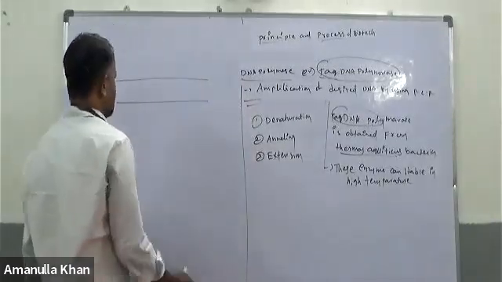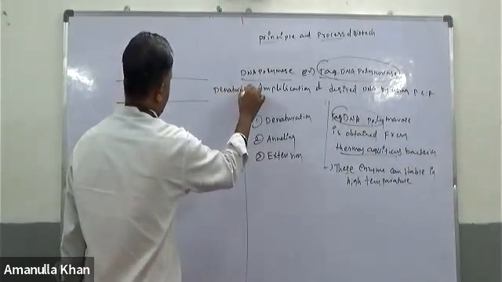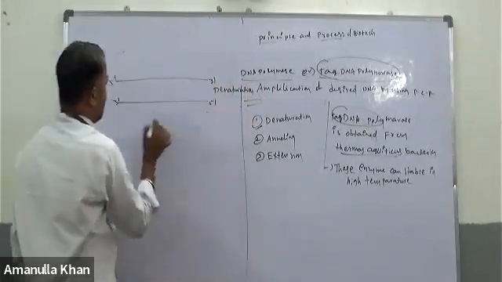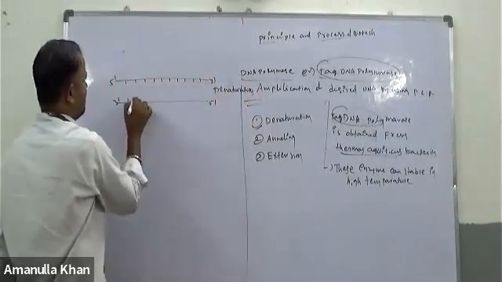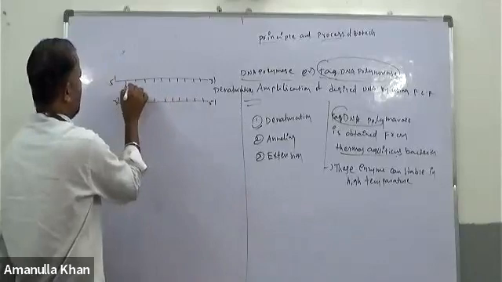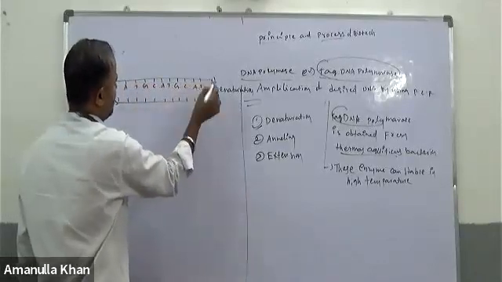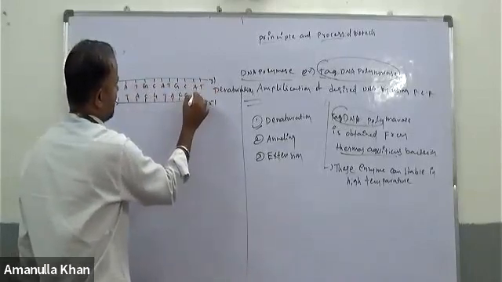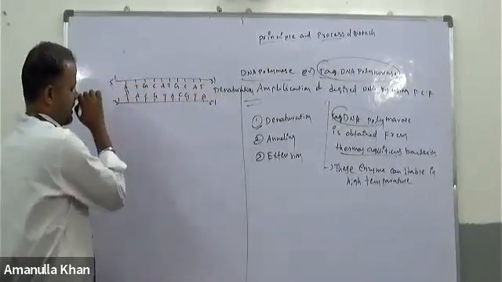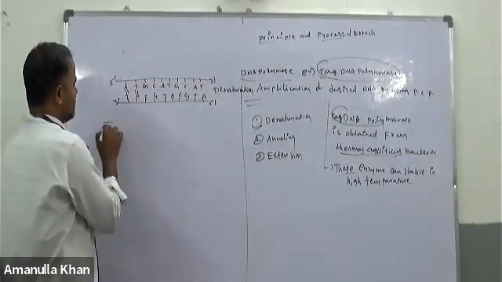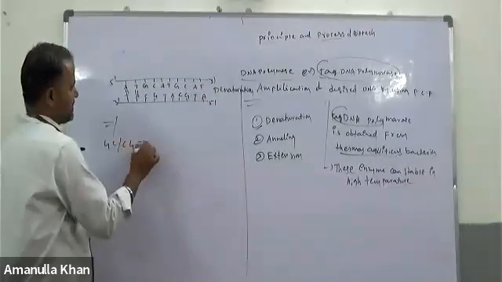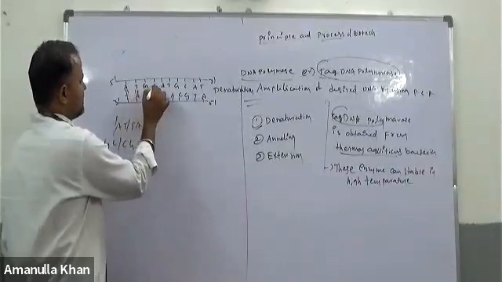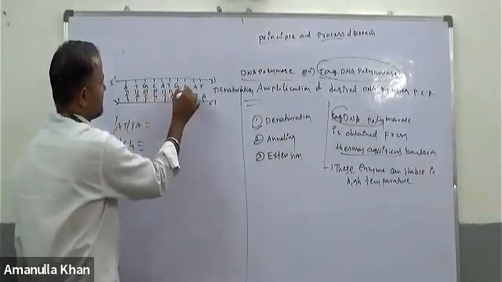First step is denaturation. These strands are 5' to 3' and 3' to 5', and here are the nitrogen bases: A, T, G, C, A, T, G, C, A, T. A pairs with T, T pairs with A, G pairs with C, C pairs with G. AT or TA has two hydrogen bonds, and GC or CG has three hydrogen bonds.